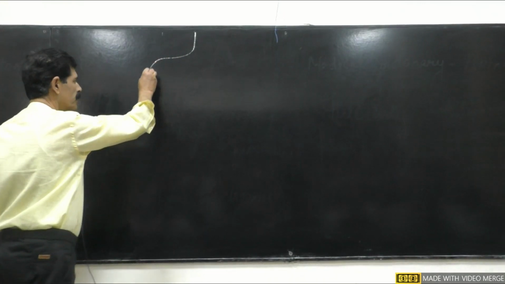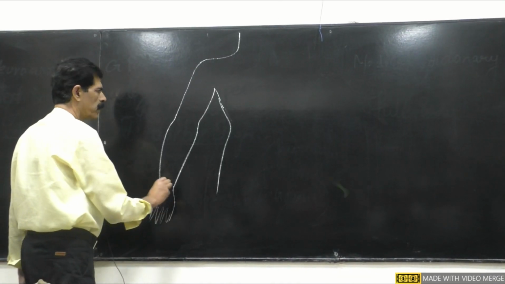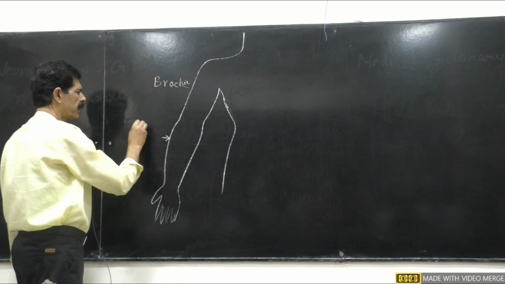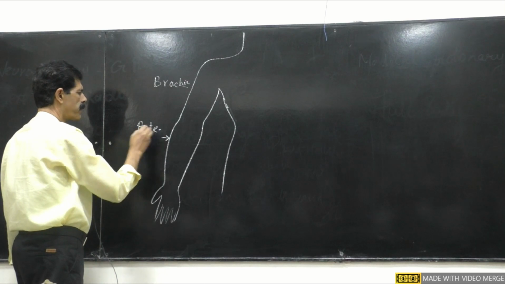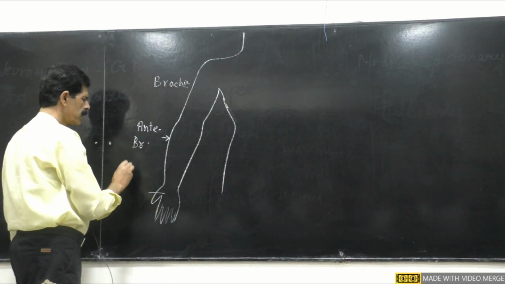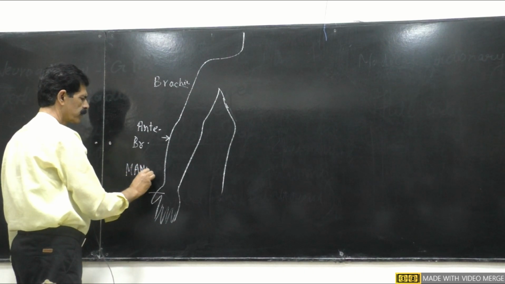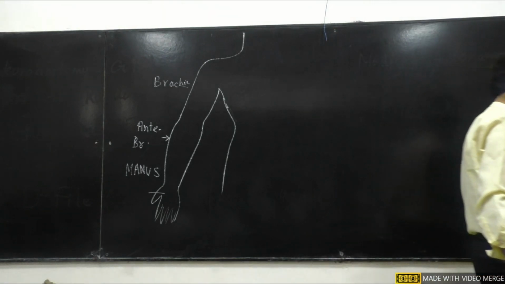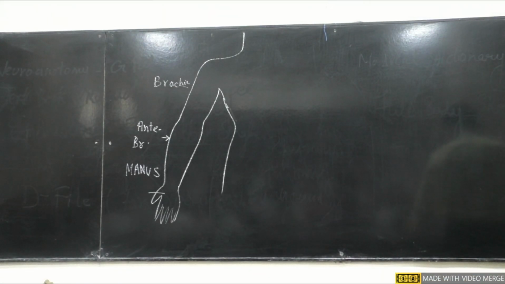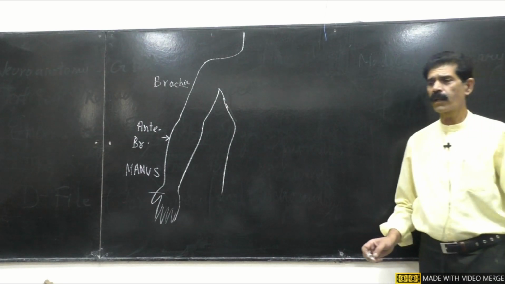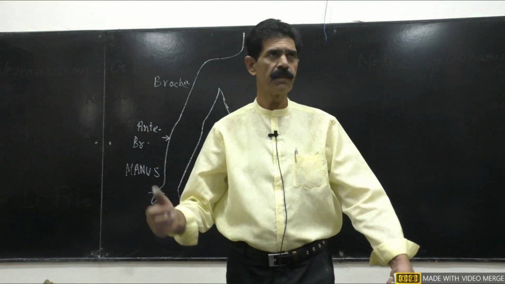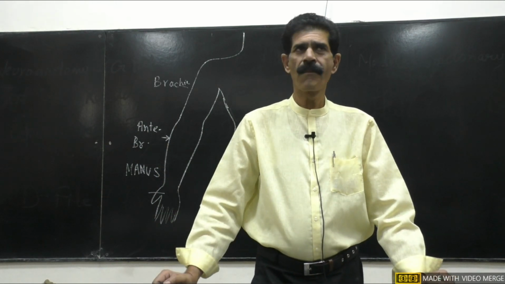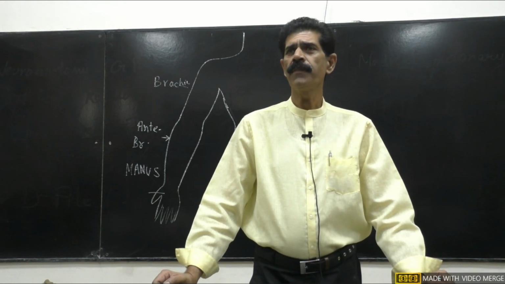So the limb is divided into three parts: brachium, the forearm is called the antebrachium, and hand is called manus. So these are the anatomical words we have to use, not the general words non-medical people are using. So we are medical people. So arm is called brachium, antebrachium, and the hand is called the manus. So we will take the bones of the upper limb.